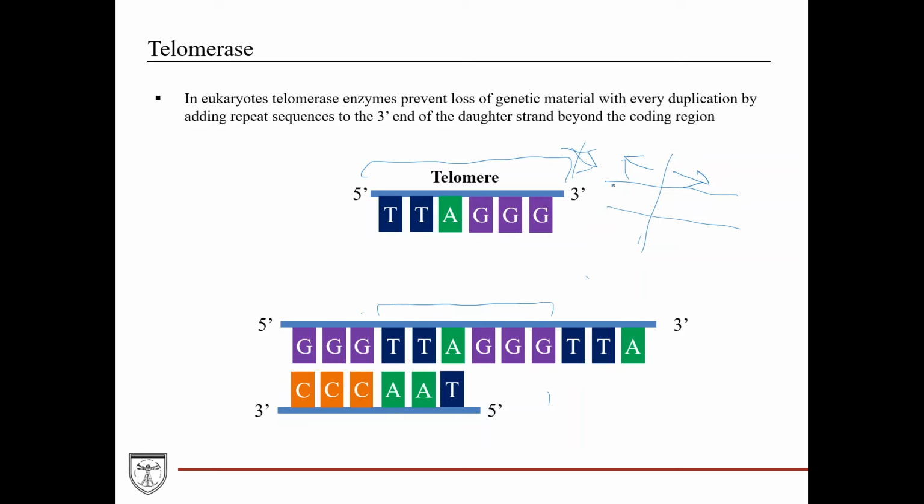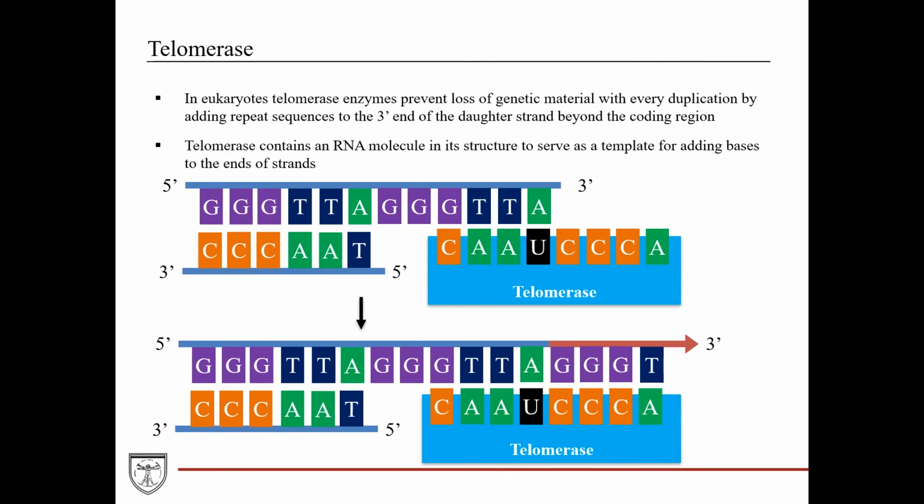Now, the problem with that is with each replication, you lose some of these telomere sequences. So you can see this here. We have some of the sequences overhanging. We've lost some nucleotides down in here. And that's where telomerase comes in. So telomerase comes in and prevents the loss of genetic material with every duplication by adding these repeat sequences back on to the 3' end of the daughter strand beyond the coding region. That's important, because eventually, if you keep using up these telomere sequences, you're going to get into the genetic material, and then you're going to start losing genetic material, which is going to create problems. So you want to preserve these telomere sequences on the ends. And that's where telomerase comes in. So it prevents the loss of genetic material by adding repeat sequences onto the 3' end of the daughter strand.